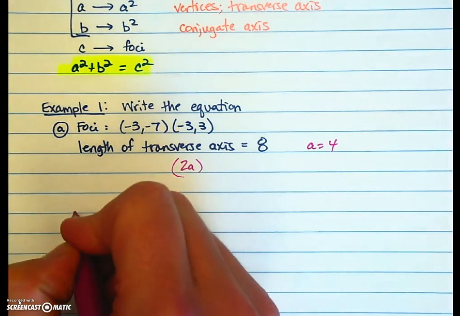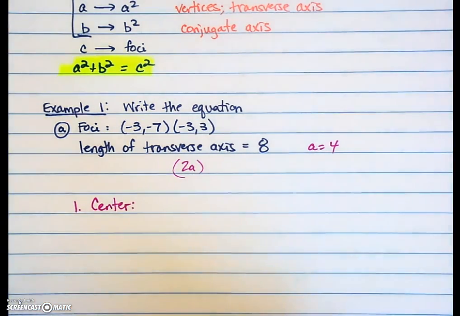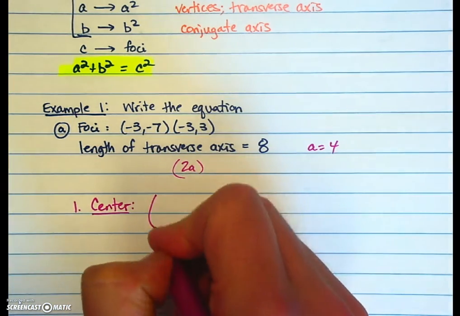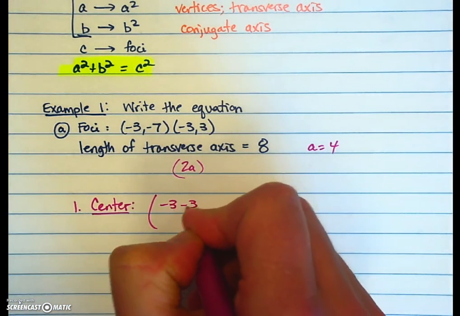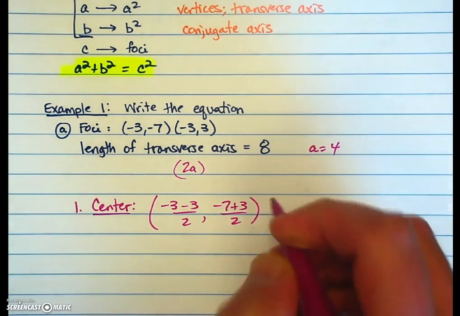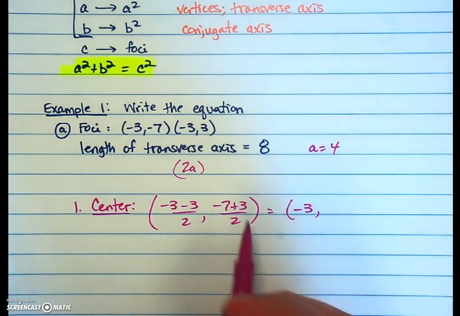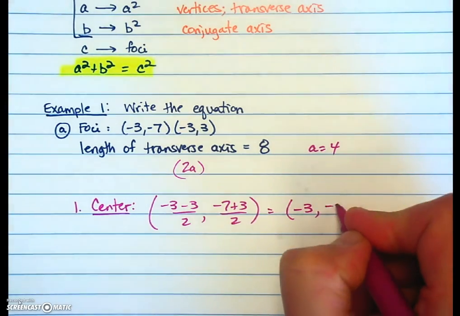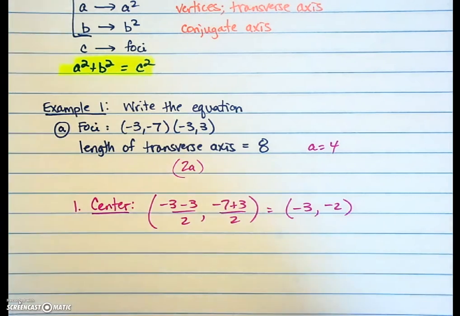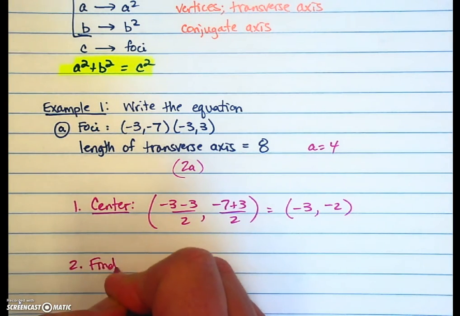So let's just start out and go through the steps that we've been doing when we work these problems. First of all, let's find the center. And the way we do that is we find the midpoint. So -3 minus 3 over 2 and -7 plus 3 over 2. And so let's see, that's -6 over 2, which is going to be -3. And that is -4 over 2, which is -2. So there's my center right there, -3, -2. All right, so now I'm going to plot that. So what I'm going to do now is I'm going to find C.